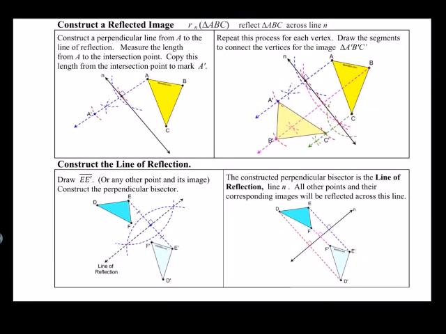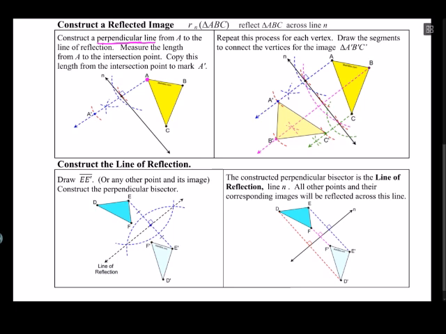Some constructions that we are going to need to be able to do here. Let's read our notation. The reflection of triangle ABC across line N. So how are we going to reflect our figure? You guessed it, we are going to construct a perpendicular line from point A to the line of reflection. So do you remember how we construct a perpendicular line from a point not on the line? You may want to get out your construction instructions.